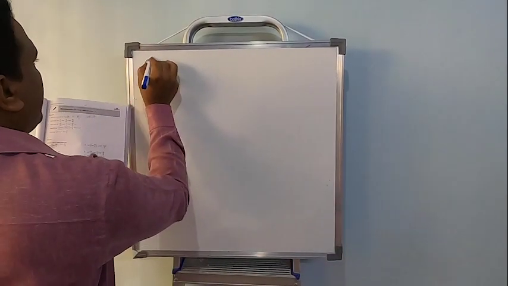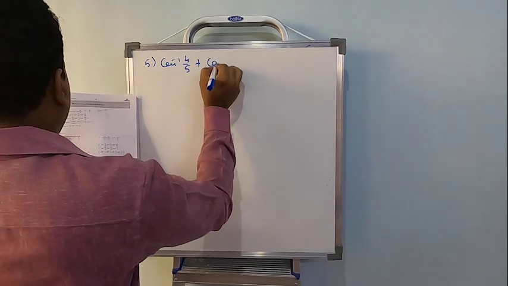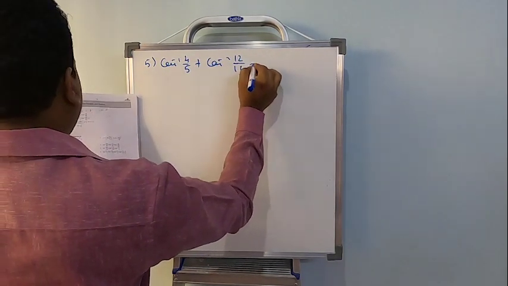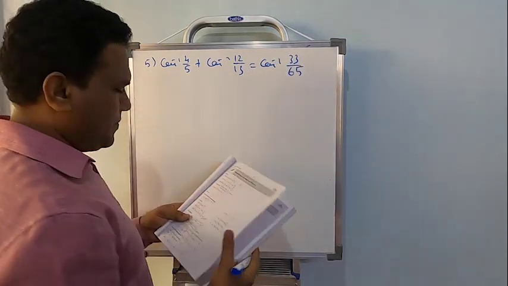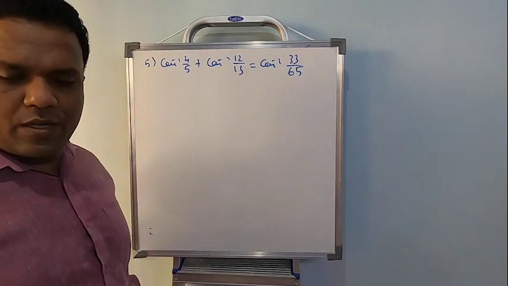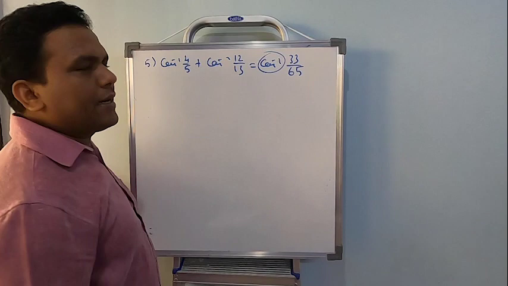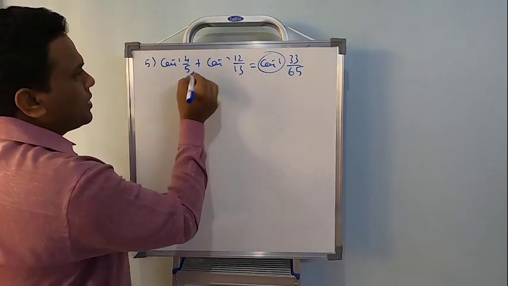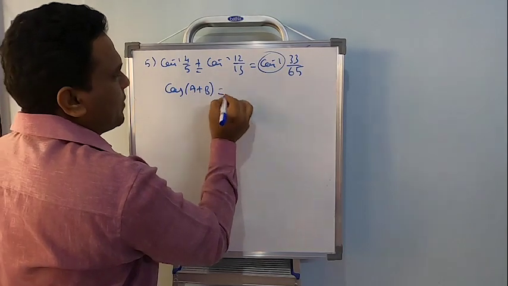Problem number 5 is given by cos inverse 4 by 5 plus cos inverse 12 by 13 is equal to cos inverse 33 by 65. Fine, students. So let me start with this. Look at this. Your required right hand side contains cos inverse and there is a plus sign here. So the hint is to start from the formula of cos of a plus b.